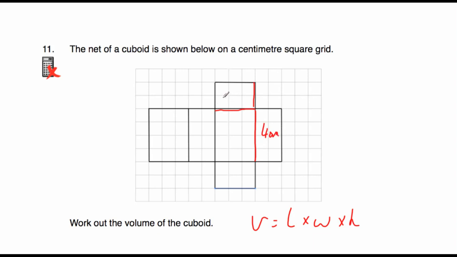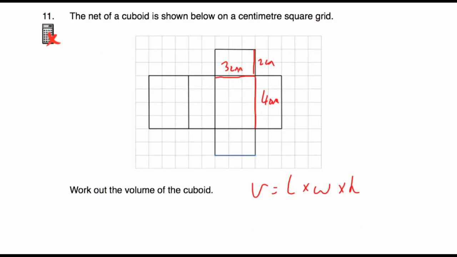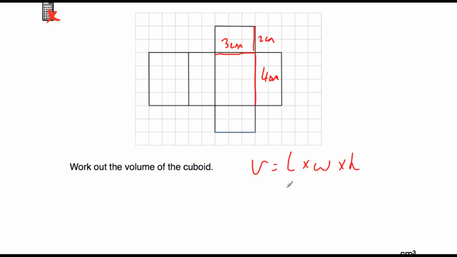The width of the cuboid would be 3 centimeters. And in terms of it being folded upwards, the height of it would be 2 centimeters. So this cuboid, to find its volume, we would do the length, which would be 4 centimeters. We'd multiply it by the width of the cuboid, which would be 3 centimeters. And then in terms of the height of the cuboid, that would be 2 centimeters.